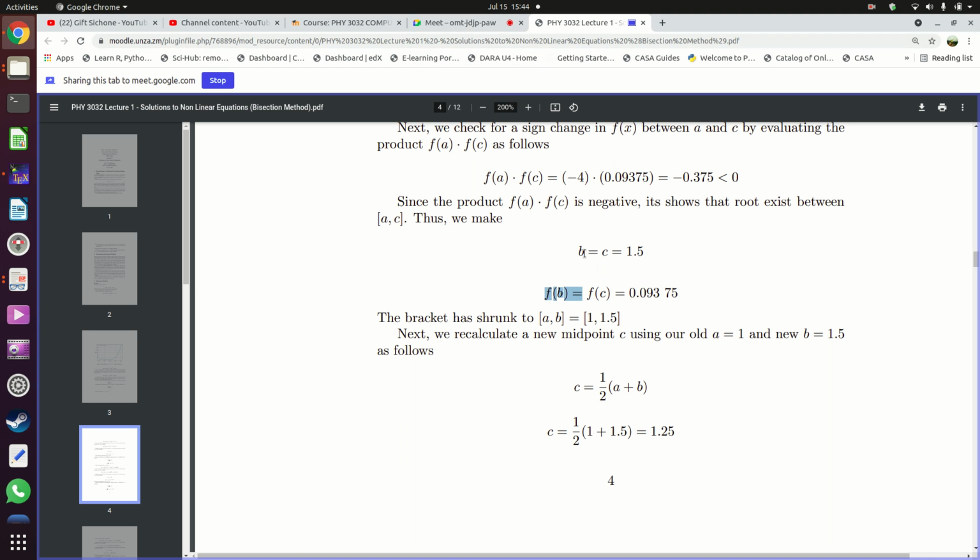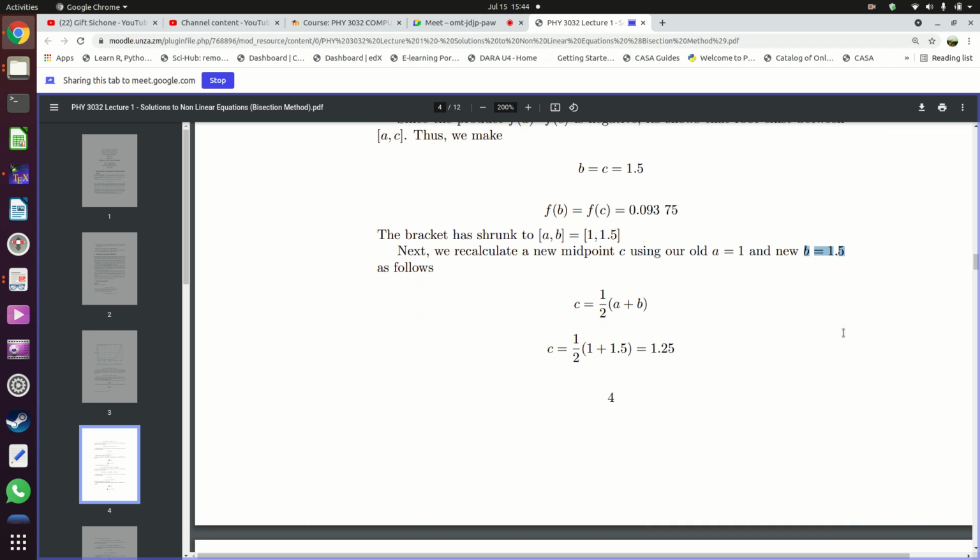Okay, so now that we have done this, we have made our midpoint become C. So our bracket will now shrink. Our bracket, which is AB, will now shrink to 1, 1.5 instead of 1, 2. So our bracket is becoming smaller and smaller. So now that we have shrunk our bracket, we are also going to work out a new midpoint. A midpoint is your solution. So now we're going to use our old A, which is equal to 1, and our new B, which is equal to 1.5, so that between 1 and 1.5, we work out a new midpoint.